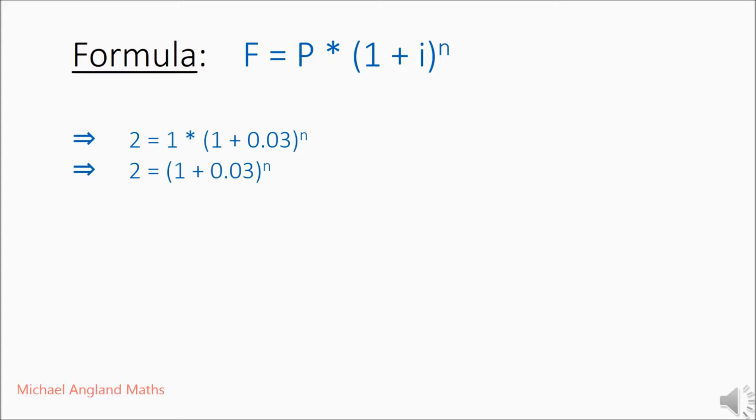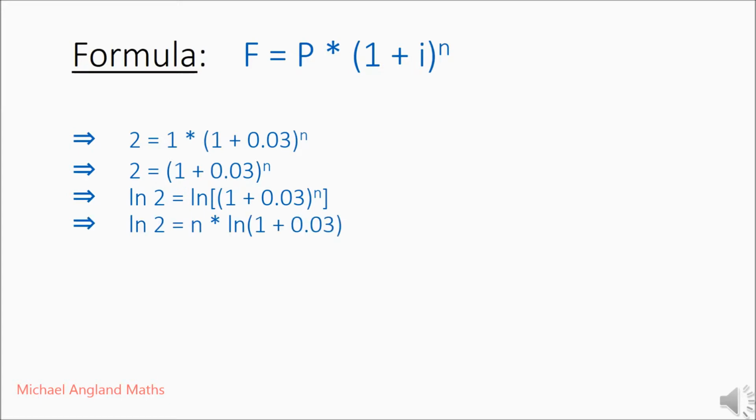So for the next step, I've just removed the coefficient of 1 multiplying what's in the brackets. We then calculate the logarithm of both sides. So just rearranging here using the rules of logarithms, the left-hand side of this equation stays the same, the right-hand side changes. So log of (1 plus 0.03) to the power of n becomes n times log (1 plus 0.03).